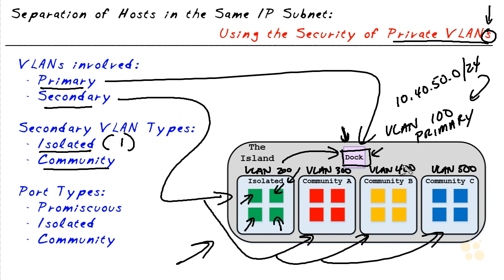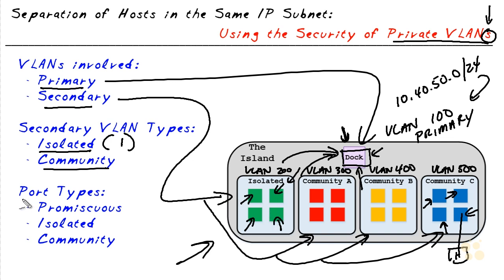Number one, they're also going to need access to the dock so they can get in and out of the VLAN. And devices that are in Community C, which is VLAN 500, won't have access to other devices in VLAN 400, which is Community B, because there's no cross-community communications inside private VLANs. So if a host, for example, is connected to this port right here in VLAN 500, this device could communicate with this port, that port, that port, and the dock, and that's it. This host cannot communicate with anybody in Community B, Community A, and of course no one who's connected to any isolated port of any type.